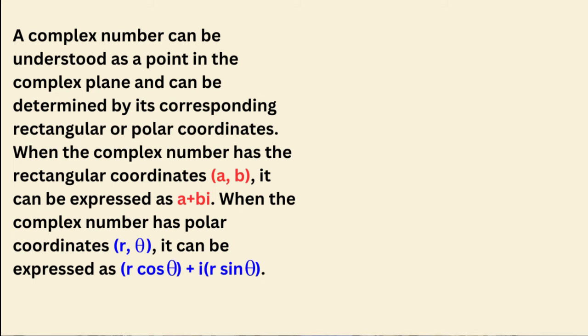Lastly, we want to look at complex numbers and how we can look at complex numbers in the complex coordinate plane and how they can be converted to rectangular coordinates and polar coordinates in those respective planes as well. A complex number can be understood as a point in the complex plane and can be determined by its corresponding rectangular or polar coordinates. When the complex number has the rectangular coordinates a comma b, it can be expressed as a plus bi as a complex number. When the complex number has polar coordinates r comma theta, it could be expressed as r times cosine of theta plus i times r sine of theta.